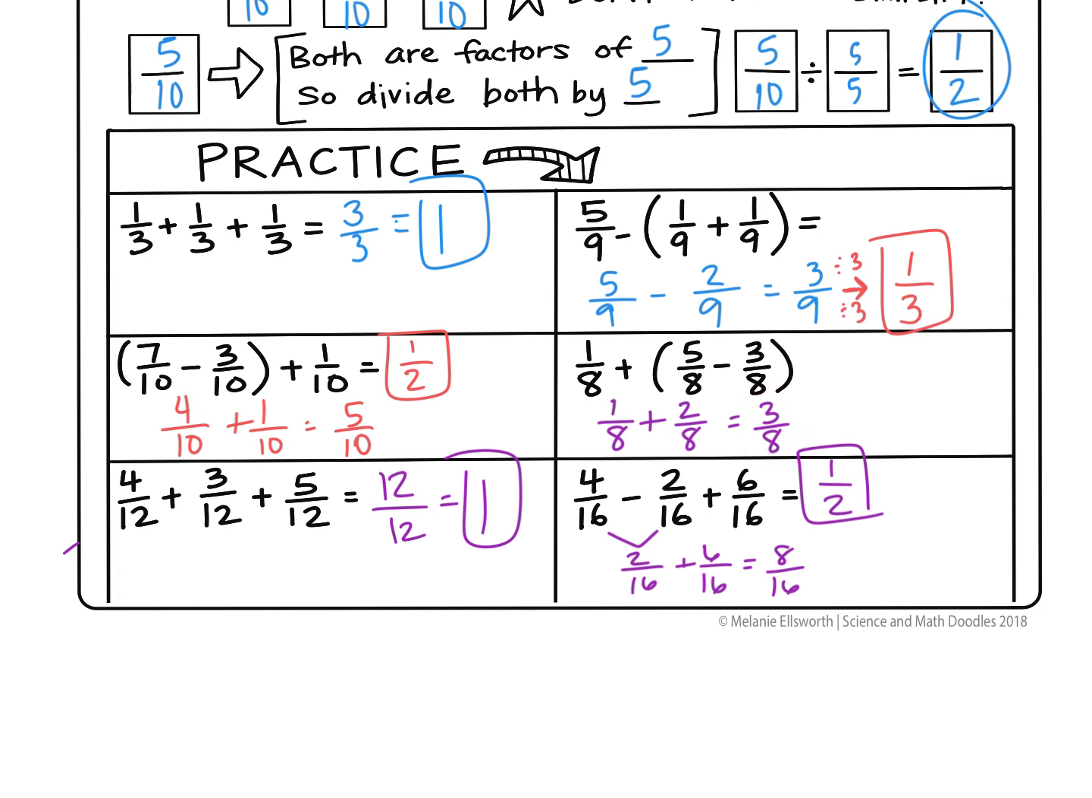The bottom left, all I do is go straight across. 4 plus 3 plus 5. So 4 plus 3 is 7, plus 5 is 12. 12/12 is equal to 1 whole. And then this one, I just go left to right here. So 4 minus 2 is 2/16, plus 6/16 is 8/16, which simplifies to 1/2.